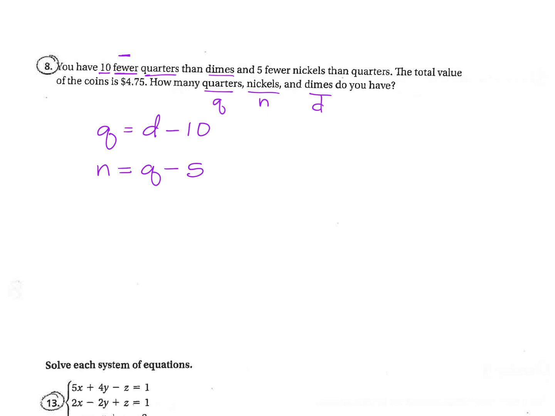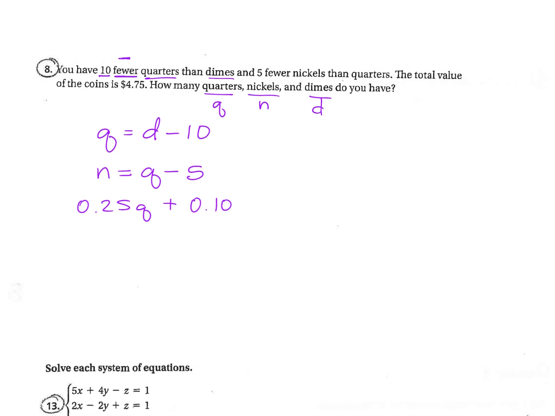It says the value of the coins is $4.75. How do you set that one up? What is the value of a quarter? 0.25. Okay, so you're going to take 0.25 times the number of quarters, plus the value of a dime, 0.10 or 0.1 is fine, times D, plus the value of a nickel, 0.05 times the number of nickels, and that should equal the total value, $4.75.